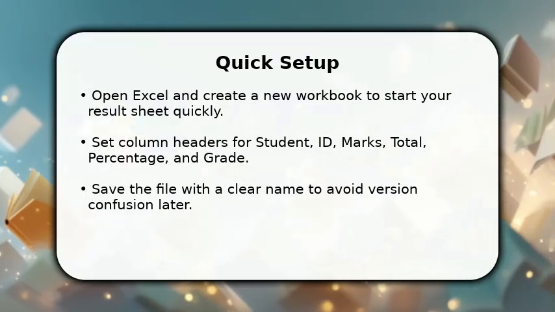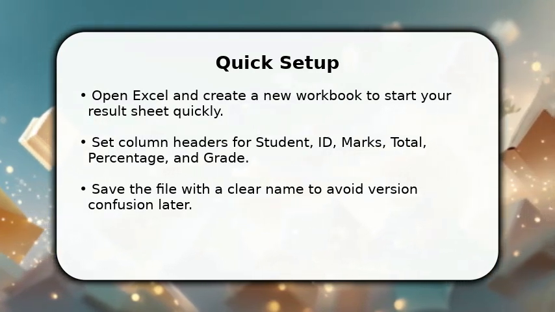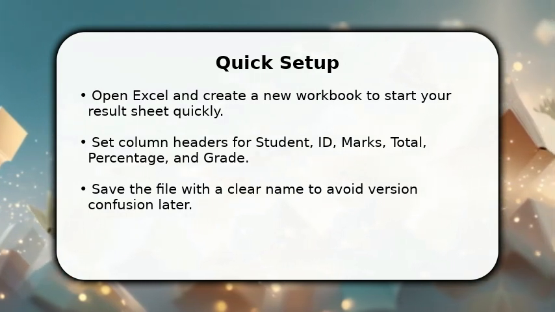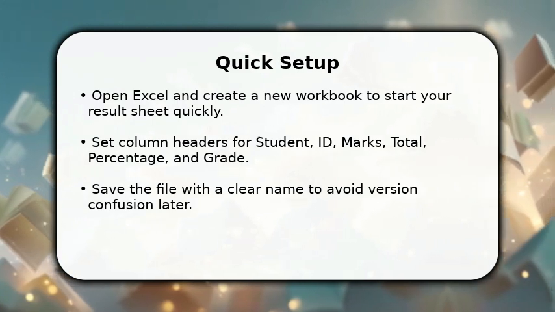In this video, I will show how to make an Excel result sheet, an easy method. Begin by opening Excel, creating headers, and saving a blank workbook. Next, enter student names and ID in the first two columns, then input raw marks for each subject.